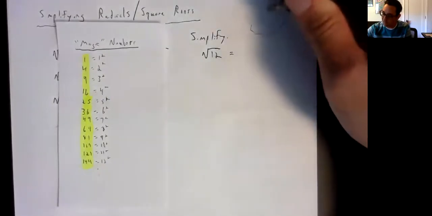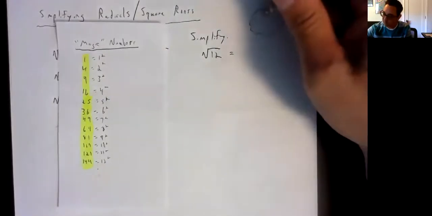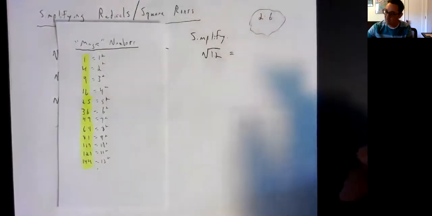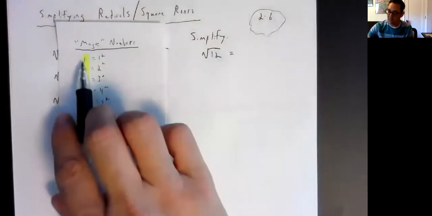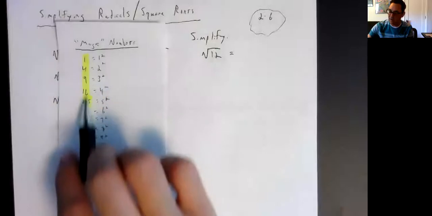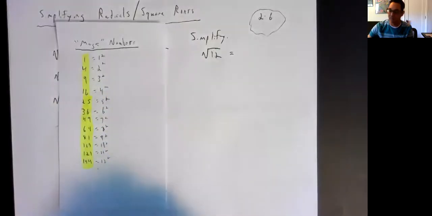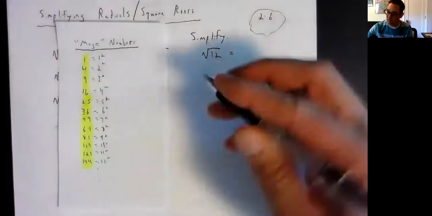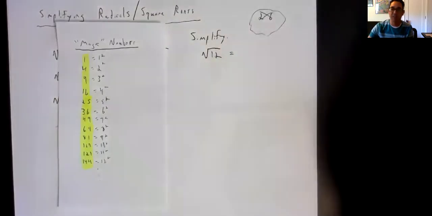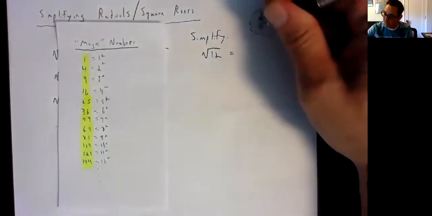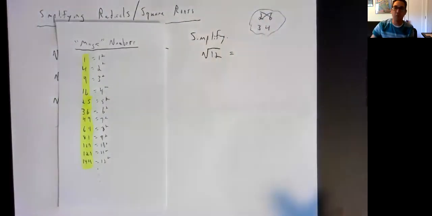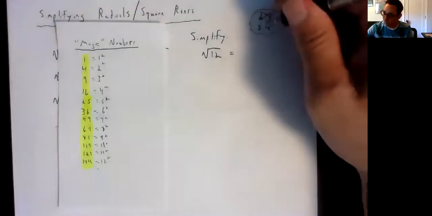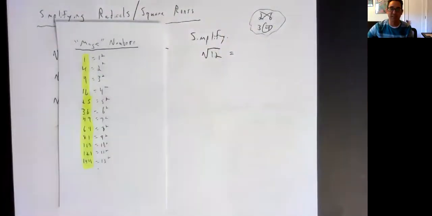Now this is your brain thinking. It's like, well, there's 2 times 6. But 2 times 6 is a problem because we're trying to find numbers that are on this list. So while 2 and 6 make 12, they're not helpful. Is there anything else? Actually, there is. 3 times 4. And 4 is good because 4 shows up on my magic list.